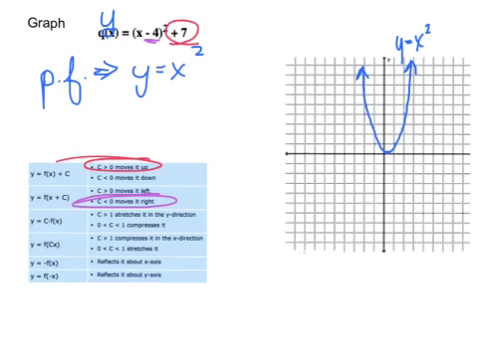1, 2, 3, 4, over 4, and now up 7. 1, 2, 3, 4, 5, 6. So right there is my new vertex. For my vertex, I know I go over 1 and up 1, left 1 and up 1, and that's all you're going to be able to see on this graph. But that's okay, because in the purple is our new function.